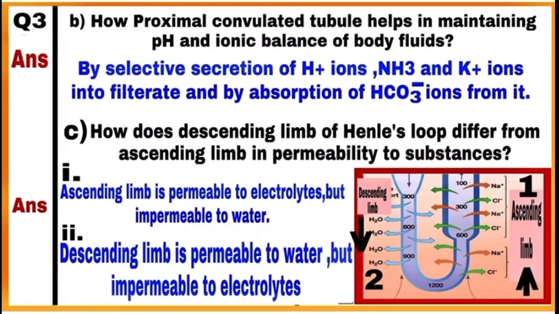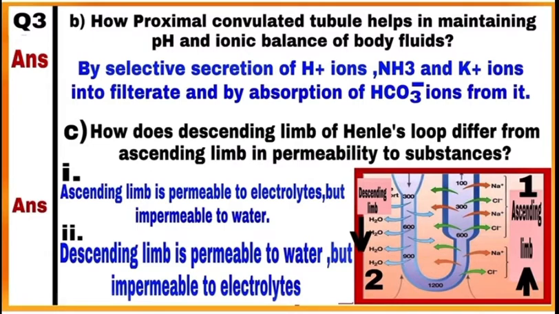Part B, question 3. How proximal convoluted tubule helps in maintaining pH and ionic balance of body fluids? Proximal convoluted tubule helps in maintaining pH and ionic balance of body fluids by selective secretion of hydrogen ions, ammonia and potassium ions into filtrate and by absorption of bicarbonate ions from the filtrate.